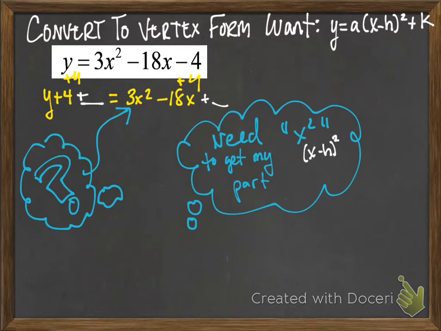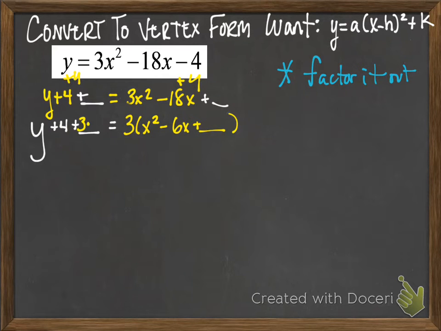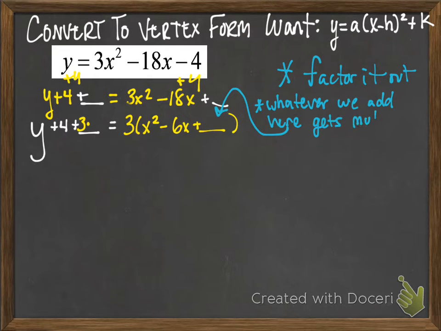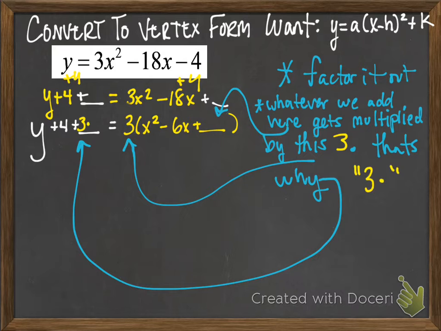So what to do? What we're going to do is factor out that 3 just on the right, which gives us this. So the missing number we're adding is going to be right here, but it's inside the parentheses. And also we made sure to put our missing space over there. All right, so now whatever we add here has to get multiplied by that 3 on the right. That's why I have to put a 3 times on the other side.